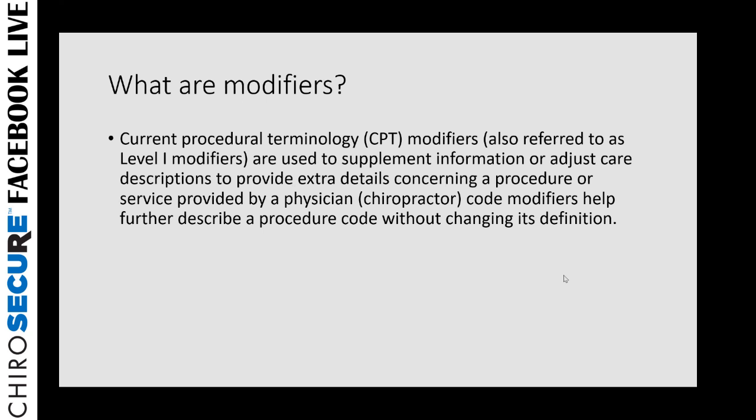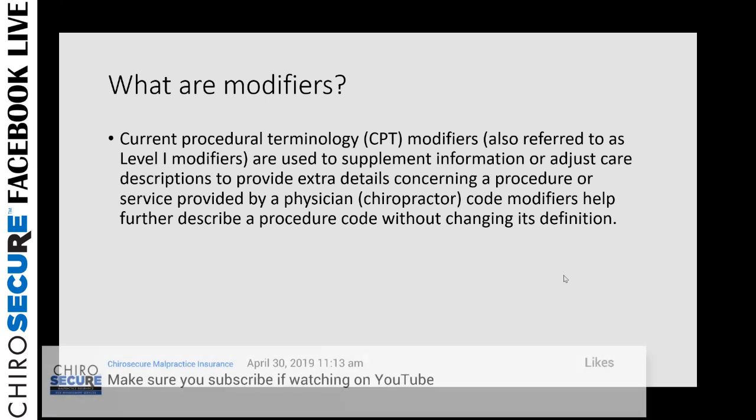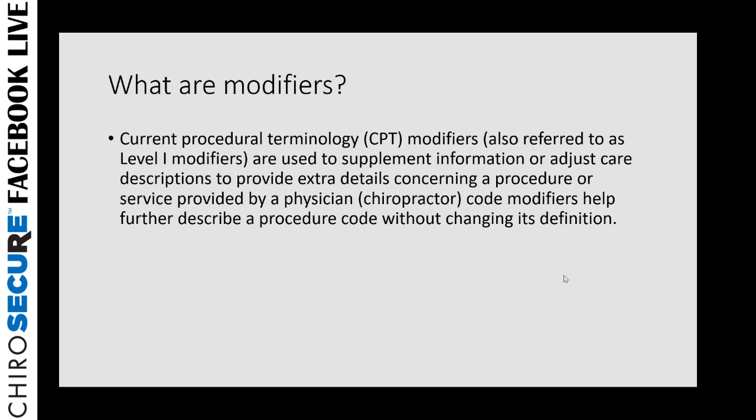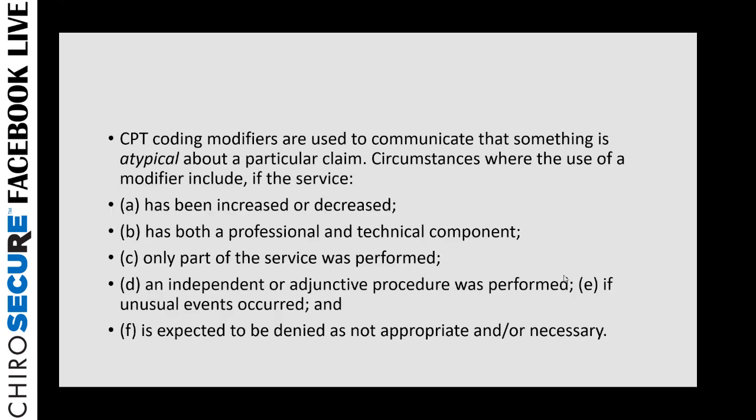Modifiers are per CPT, and the modifiers are referred to as level 1 modifiers, meaning just simple type, and they're used to supplement information to adjust care descriptions to provide extra details. So by example, you might use a modifier 25 to indicate that there's a separate distinct exam, or maybe modifier 59. So the modifier helps to tell us something specific about the code being billed, that it's not included or something special about it. That being said, these modifiers are used for these reasons.